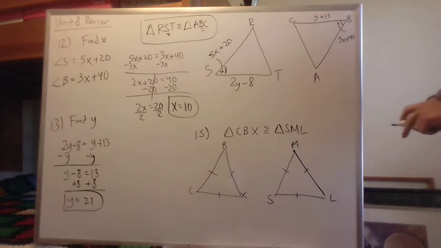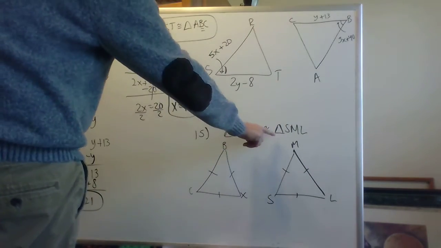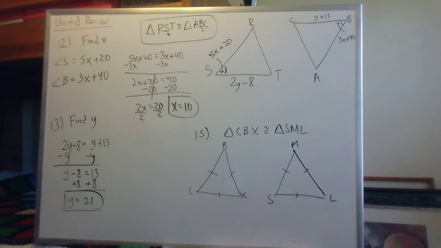Now, we're going to be looking at problem 15. It says that triangle CBX is congruent to triangle SML. So that gives you multiple choice solutions. And I'm just turning on this Chromebook. So just give me 1 second so I can see the problem.